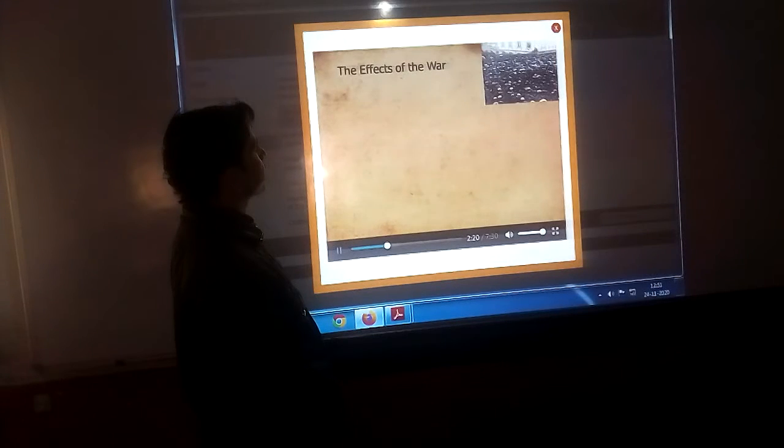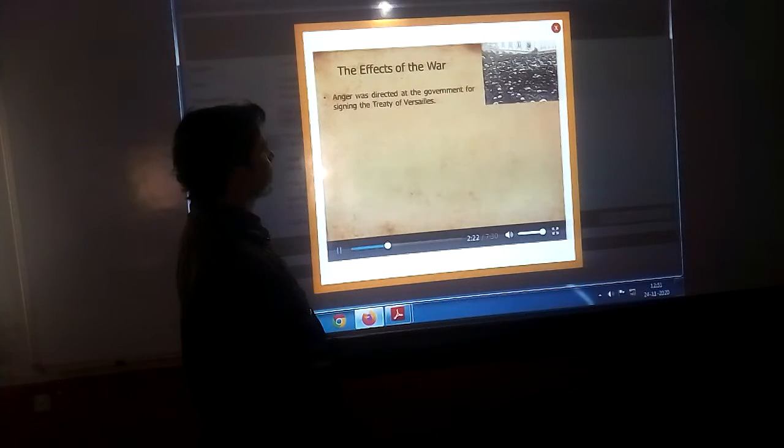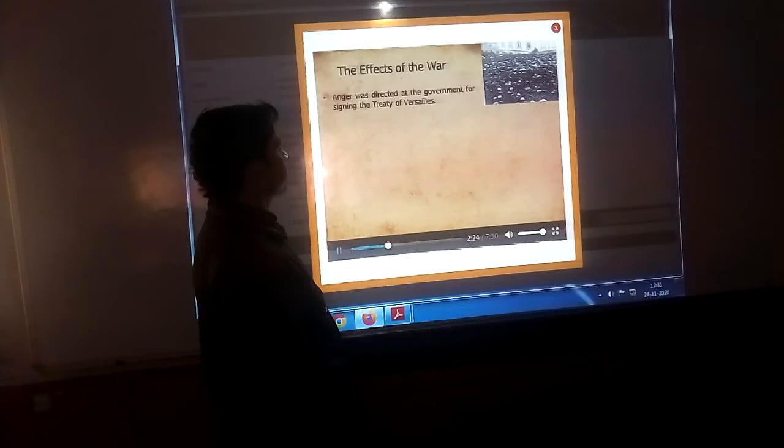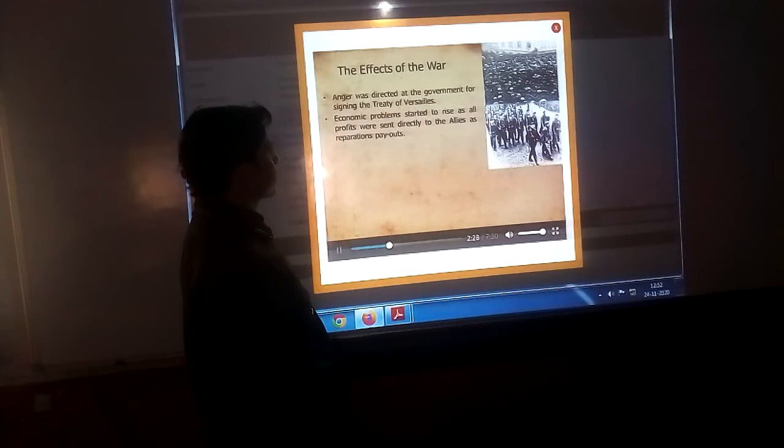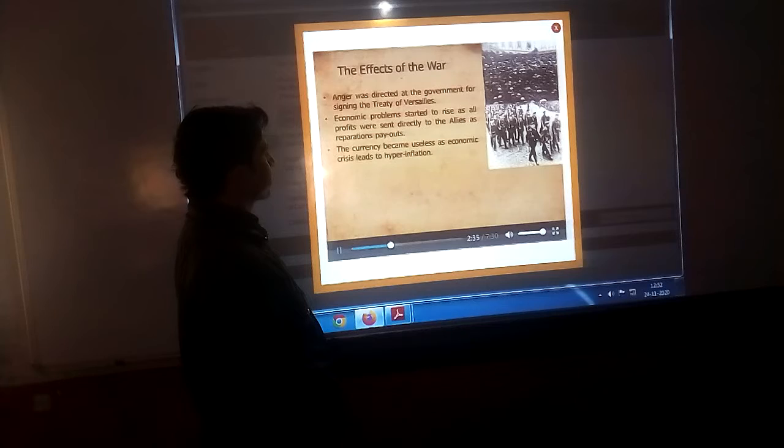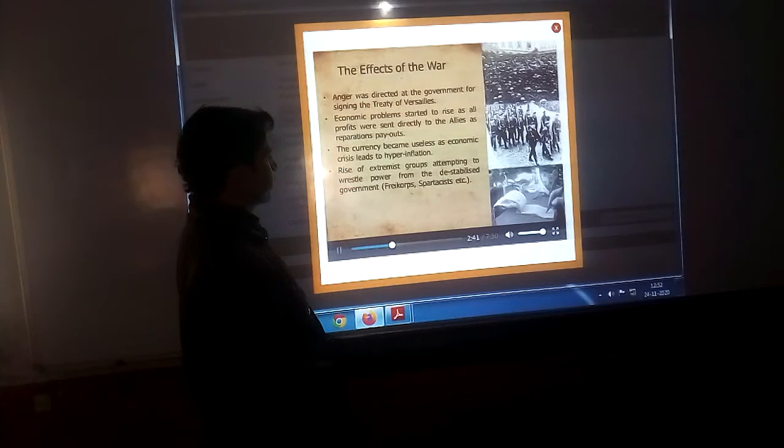The effects of the war. Anger was directed at the government for signing the Treaty of Versailles. Economic problems started to rise as all the profits were sent directly to the Allies as reparations payouts. The currency became useless as the economic crisis led to hyperinflation. Extremist groups rose, attempting to wrest power from the destabilized government. They were mockingly called the November criminals.